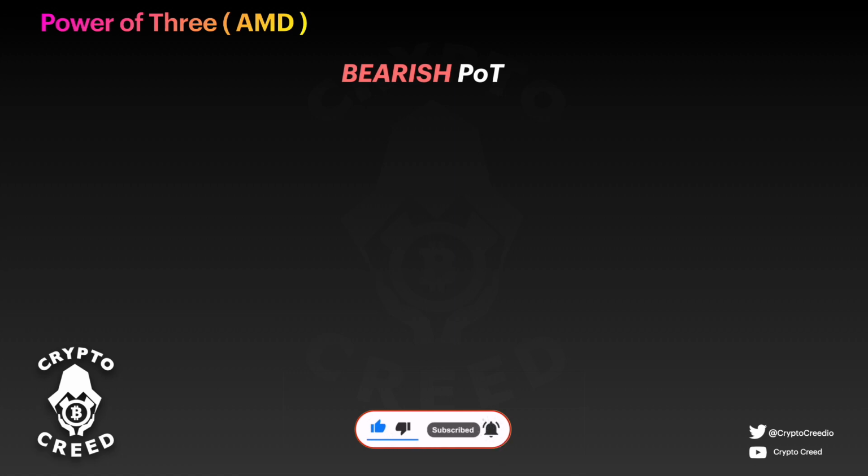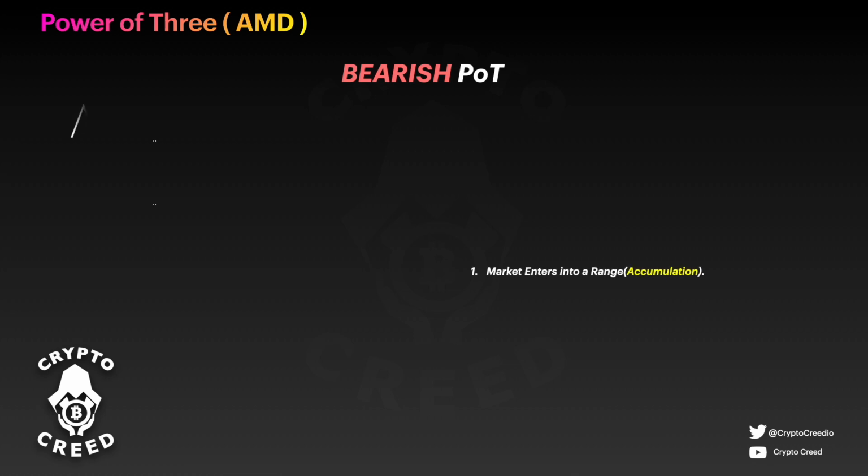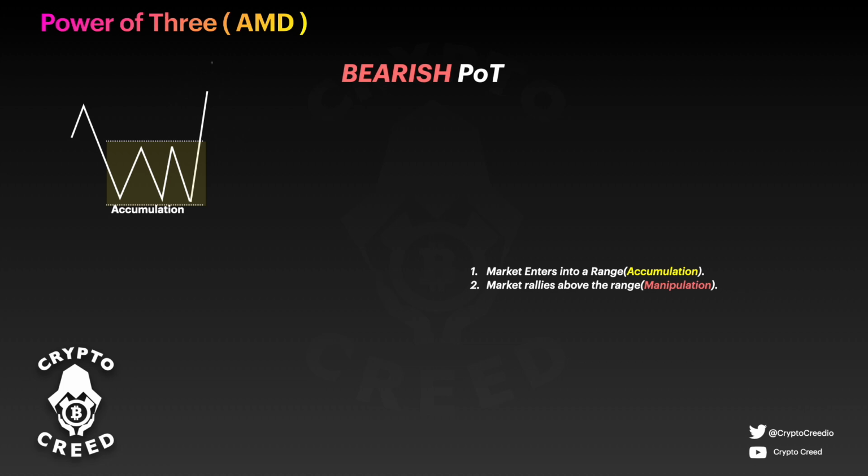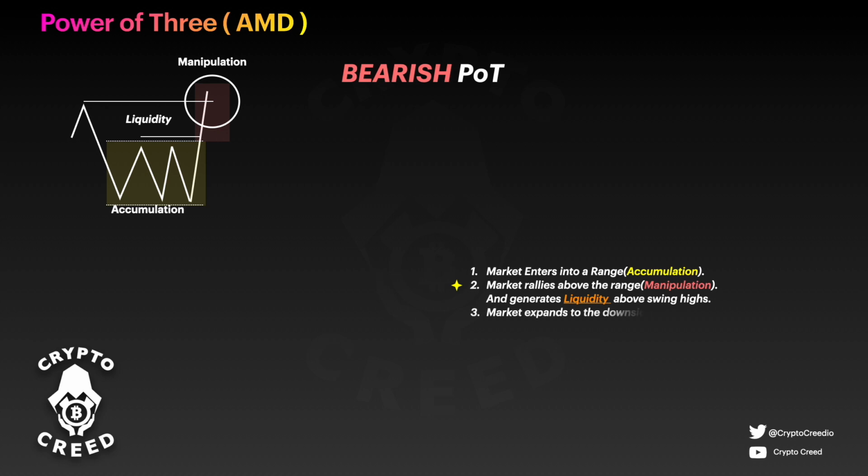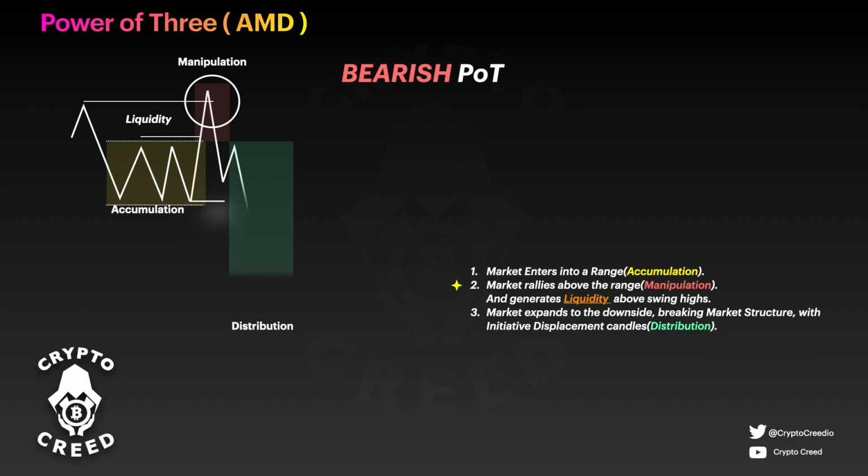Bearish Power of 3 is similar to the bullish one but just in reverse. Step number 1, market enters into a range. This is going to be the accumulation phase. After that market aggressively rallies above the range and generates liquidity above swing highs. This is the manipulation phase. From there market expands towards downside, breaking market structure with initiative displacement candles to the downside, which is going to be the distribution phase.